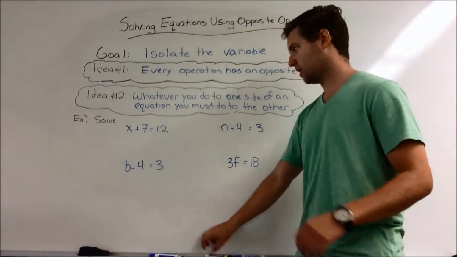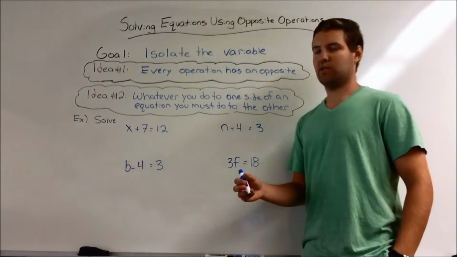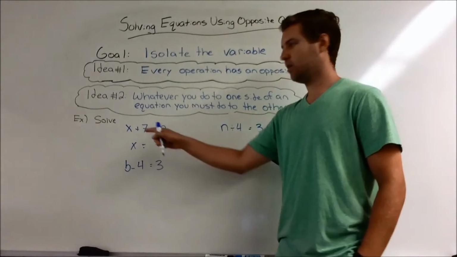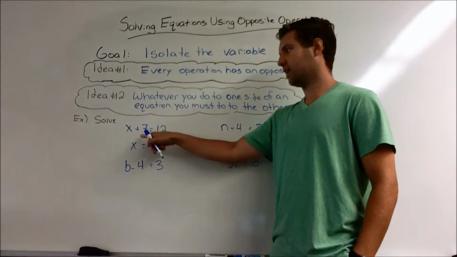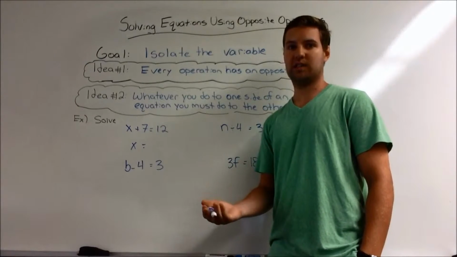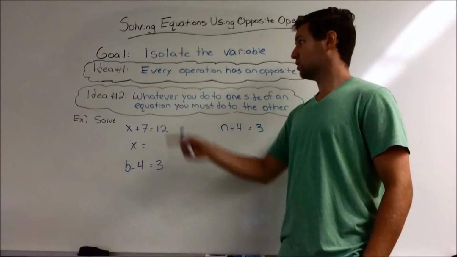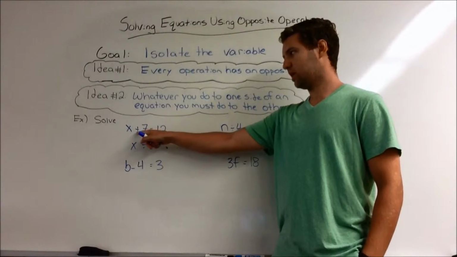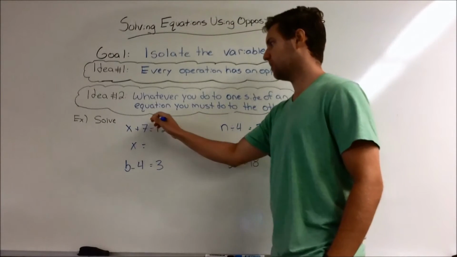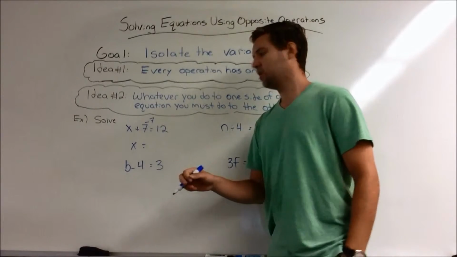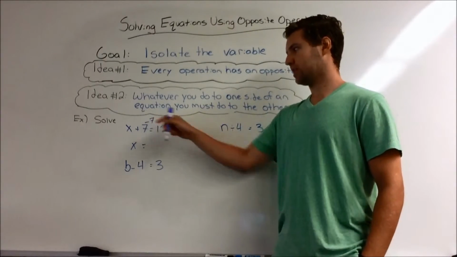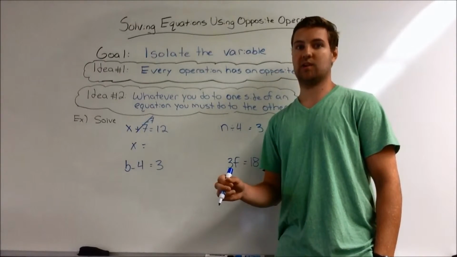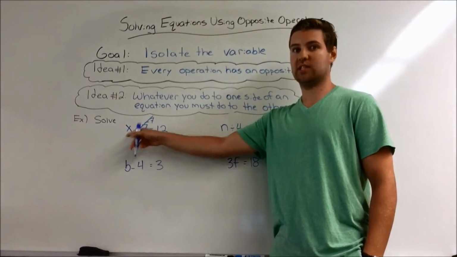So let's start over here at x plus 7 equals 12. Now remember, our goal was to isolate the variable. Our goal is to get x alone. But on this side with the x, we have this plus 7. We don't want it there because we want x to be isolated. So we use key idea number 1. Every operation has an opposite operation. So what's the opposite of adding 7? Well, that would be subtracting 7. So I know that if I subtract 7 from this side, these two things will cancel out because adding 7 and subtracting 7 are opposites, and the only thing that's left is this x.